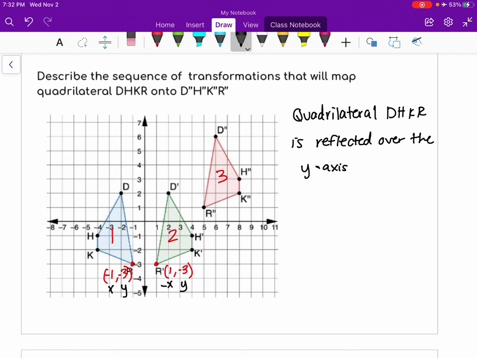So we're going to focus on figures 2 and 3, and we're going to check the coordinates once again to see what's happening here. If you look at the coordinate, R double prime is at 5, 1. And if you think about what's happening with the coordinates, if we go from 1 to 5, that means that we added 4 to our x coordinate. Then, if we go from -3 to +1, that means that we added 4 to our y coordinate as well.